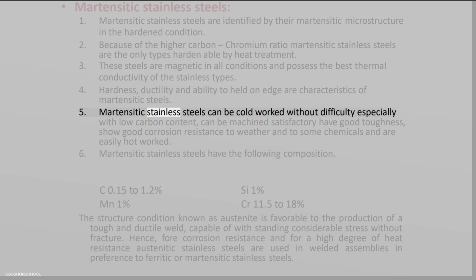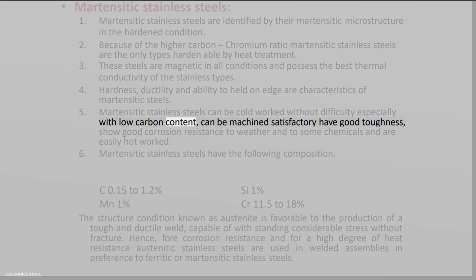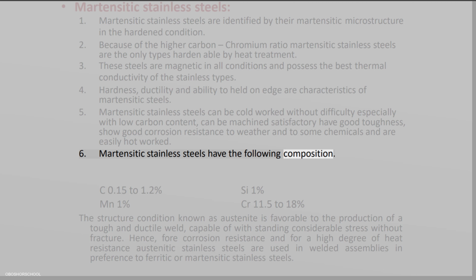5. Martensitic stainless steels can be cold worked without difficulty, especially with low carbon content, can be machined satisfactorily, have good toughness, show good corrosion resistance to weather and to some chemicals, and are easily hot worked. 6. Martensitic stainless steels have the following composition: C 0.15 to 1.2%, Mn 1%, Si 1%, Cr 11.5 to 18%.